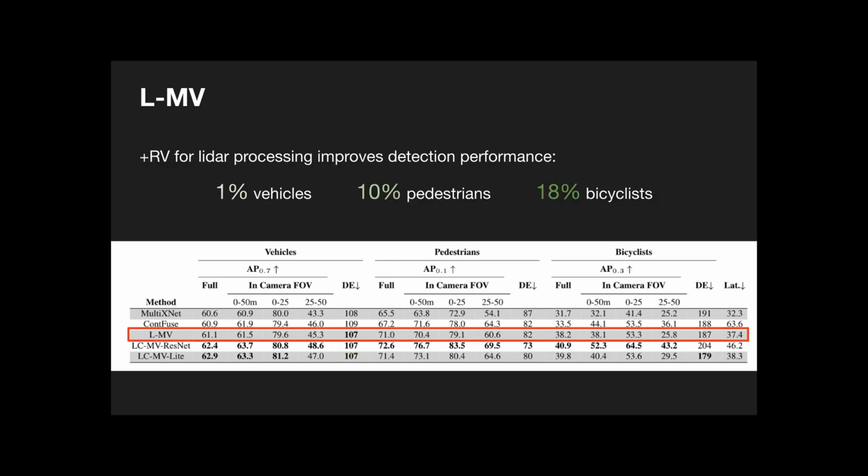Finally, note that the addition of the range view, that is when we remove the image part, also brings some improvements at all ranges. Of special note, the bicyclist class improved by 18%. This highlights the benefit of bringing multiple views for feature extraction into one model. So it's not just the camera, but also the addition of range view of LiDAR in addition to bird's eye view that adds improvements.